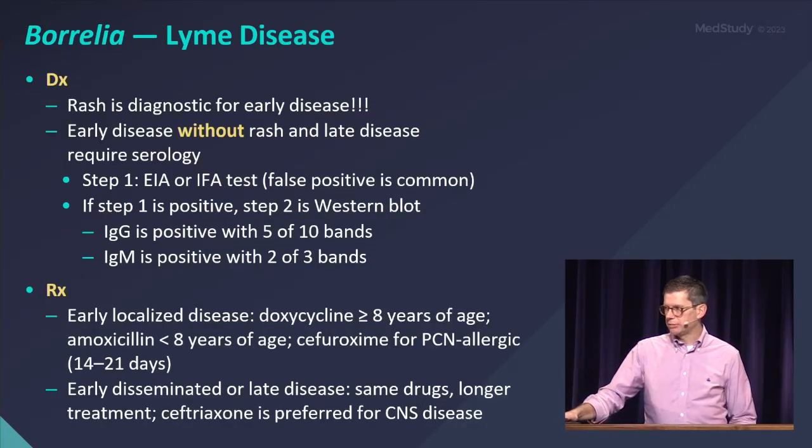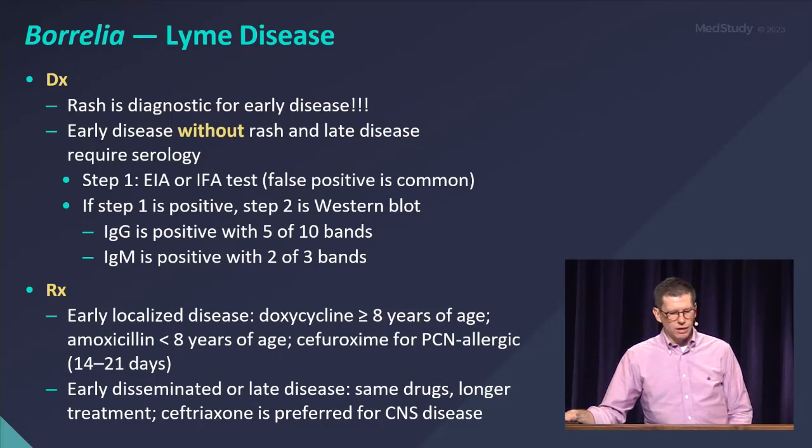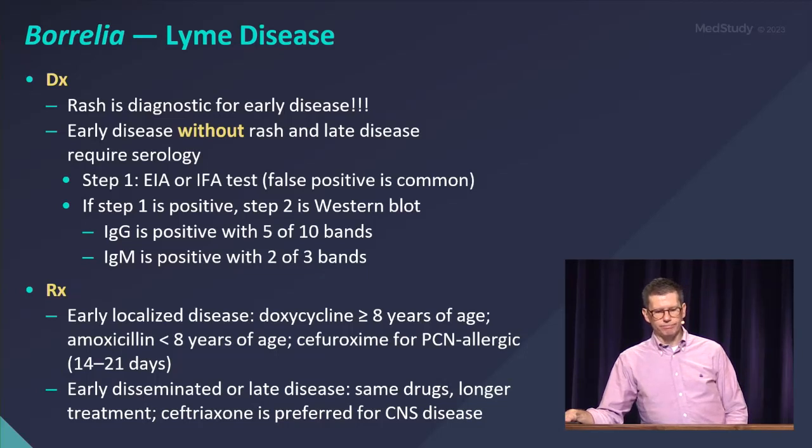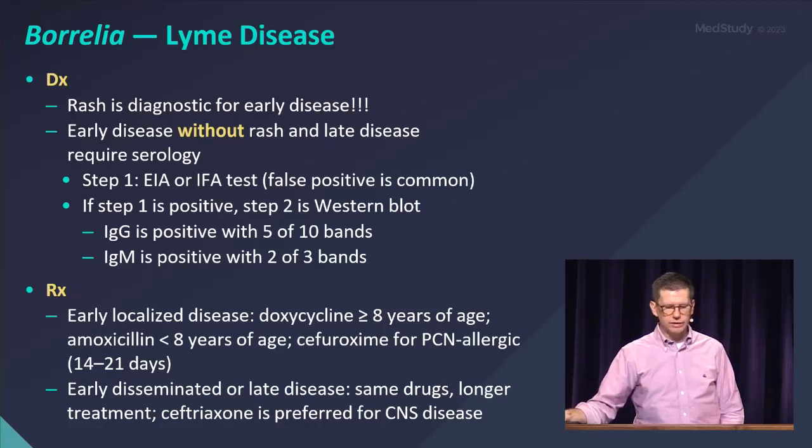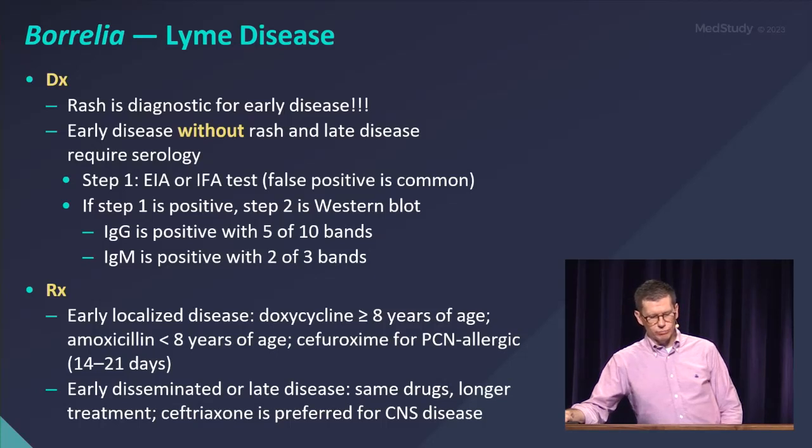Usually the rash is diagnostic, especially again in areas of endemicity. Early disease without rash and late disease requires serology. So we typically do enzyme immunoassays, followed by a Western blot, how we used to do HIV testing. Treatment is usually doxycycline if they're 8 or older. Less than 8, we're going to do amoxicillin. And for early disseminated or late disease, we typically use doxy or amox, for a longer course. If they do have central nervous system infection, because doxy and amox do not get across the blood-brain barrier very well, we typically do IV ceftriaxone.